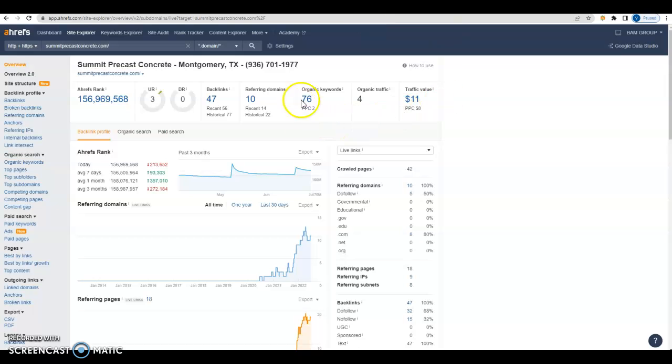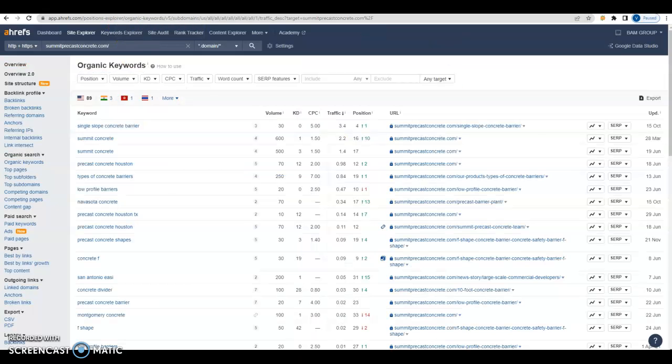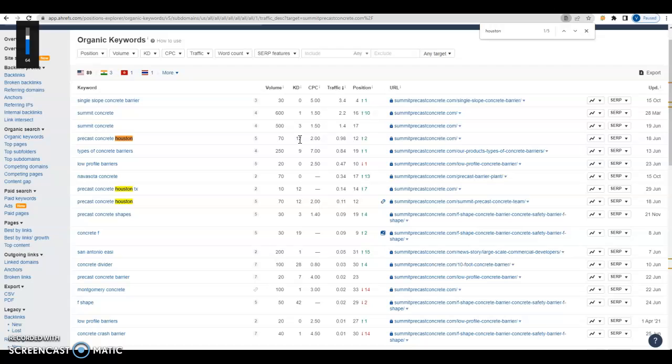Now, your website is being found for 76 organic keywords, and in this view I can see what these keywords are. The search volume is the number of times that keyword is searched for per month, and the position is in which position your website is appearing for that particular keyword. So for example, just by searching Houston, I can see that Precast Concrete Houston has a search volume of 70 and you're in position 12. So it's going to be really hard to attract any traffic. Precast Concrete Houston TX has a search volume of 10 and you're in position 14.